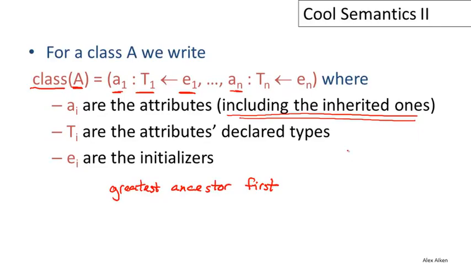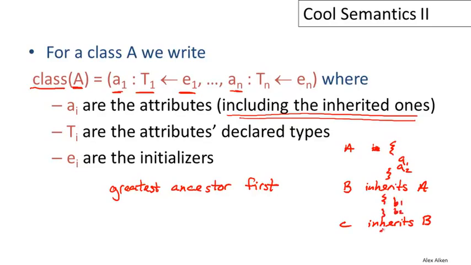Okay, what do I mean by that? Let's say that we have three classes, A, B, and C. And B inherits from A, and C inherits from B. Okay, and let's say that A defines two attributes, A1 and A2, and B defines two attributes, B1, B2, and C defines two attributes, C1 and C2. Then class of C will list the attributes in the following order.